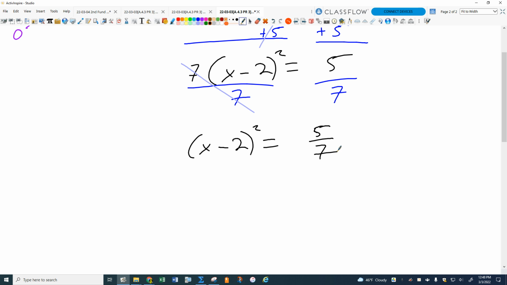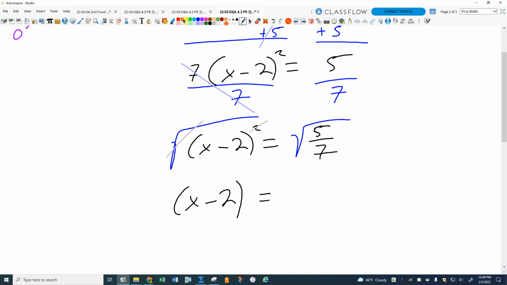What's next here? Square root. Good, I've got to get rid of that squared. So we'll square root both sides, and that's going to cancel the squared. Then we're going to get x minus 2 by itself equals, now let's deal with this square root first. We've got to simplify the square root of 5/7.